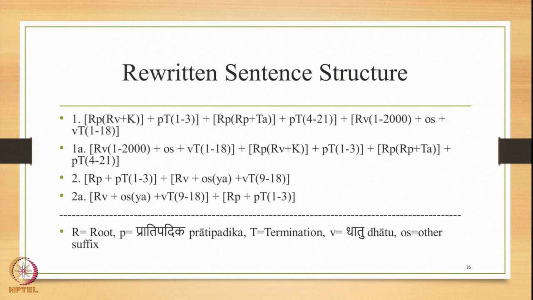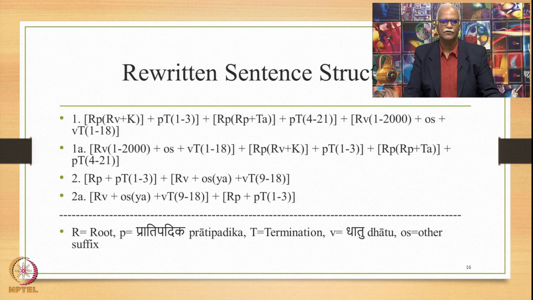kind: root pratipadika, which is formed by adding a krit suffix after a verbal root, rv plus k, plus pt 1 to 3, plus rp, which is formed by adding a tadhita suffix to a pratipadika, that is rp plus ta, plus pt 4 to 21, plus rv 1 to 2000, plus os, plus vt 1 to 18.